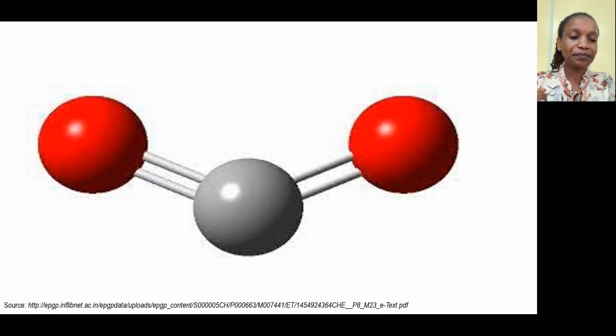This is the chemical compound of CO2, and it's made up of molecules that each have one carbon atom, the one that is in gray. It is covalently double bonded on each side to two oxygen atoms.